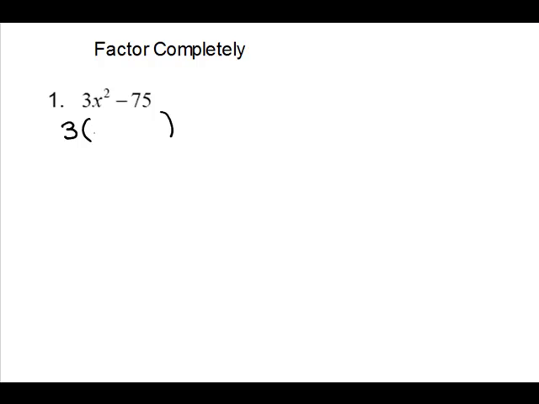So for the first term, we're missing an x squared. For the second term, just divide 3 into 75. You're missing a minus 25. Now, we have to look at the parentheses and see if it will do more. The GCF just comes down into your answer.